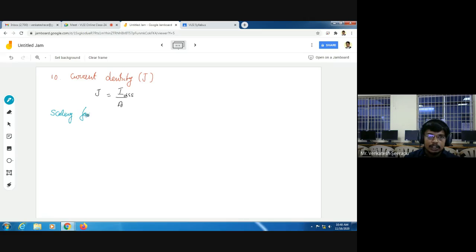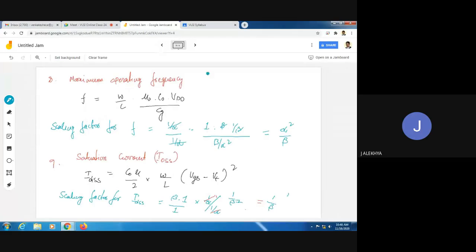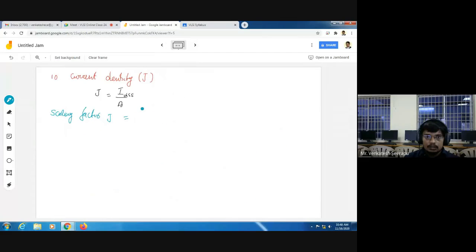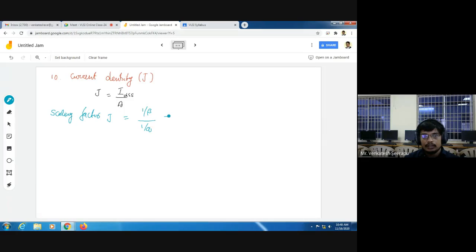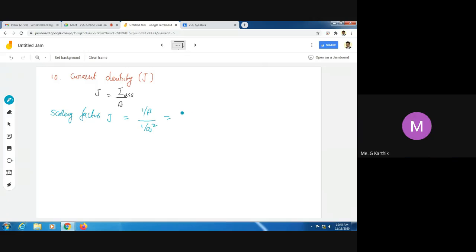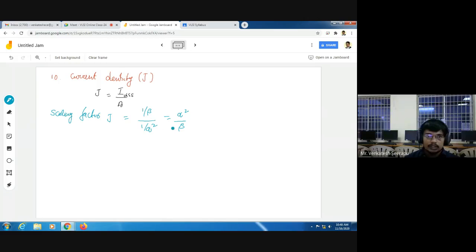What is the scaling factor for IDSS? 1 by beta. Yes. What is the scaling factor for area? 1 by alpha square. So what is the scaling factor for J now? Alpha square by beta. Now that is the scaling factor for current density.